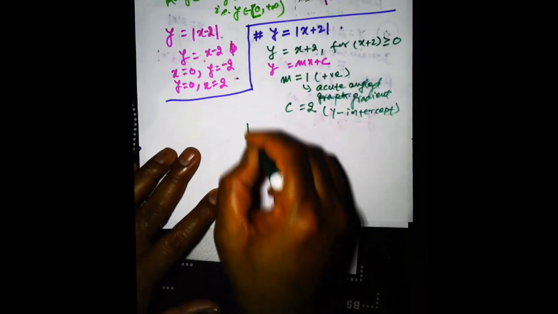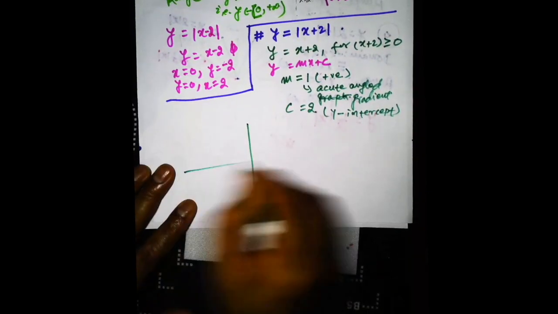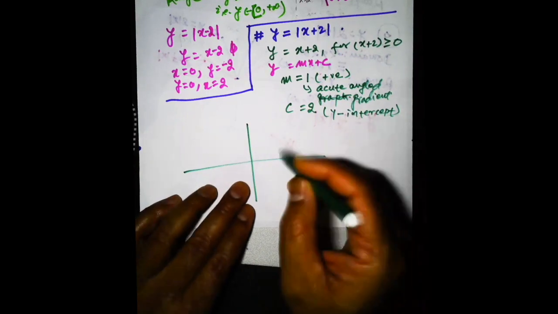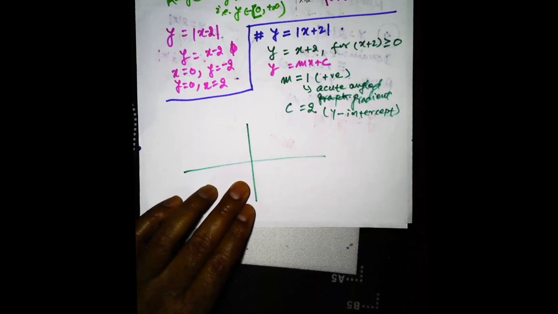Now let's check to draw the graph. I'll try to plot the graph here. First of all, the gradient angle should be less than 90 degrees. So our graph must be like this.